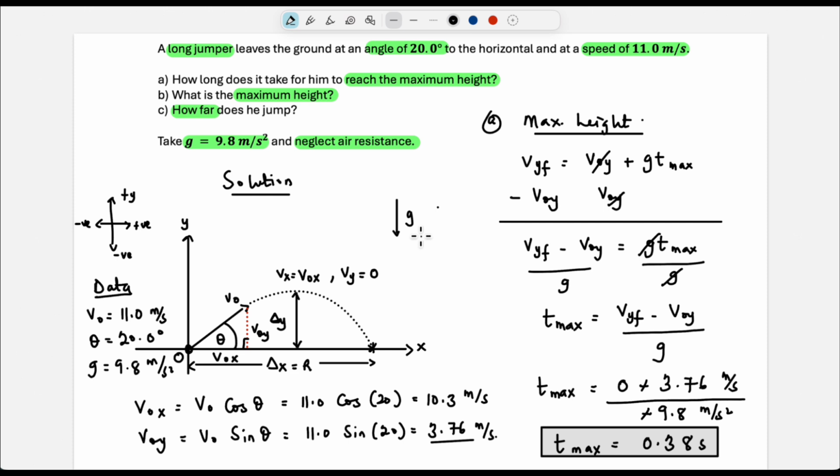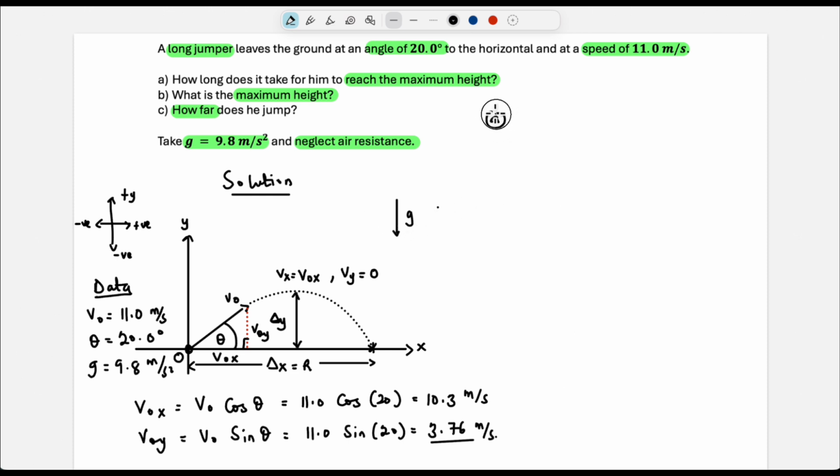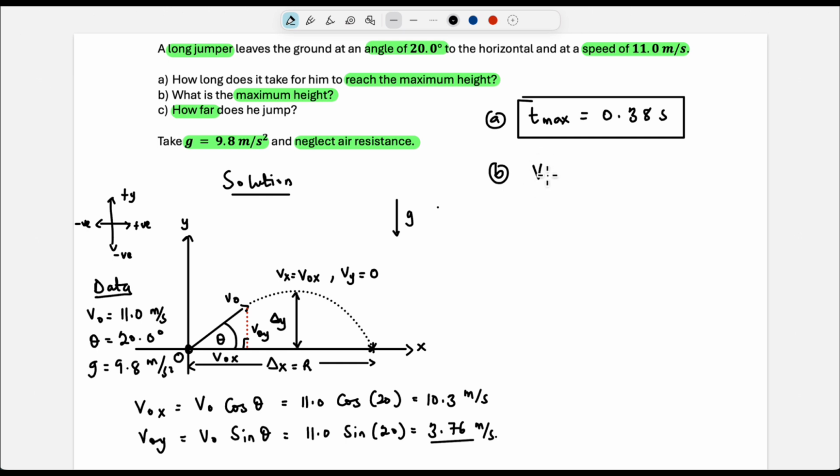Next, we need to calculate that maximum height. So let's see how to calculate the maximum height. We found out that the time it took to get to the maximum height is 0.38 seconds. Now let's calculate for that maximum height. So the maximum height reached, we can use vy final squared equals vy initial squared plus 2g delta y, where delta y is nothing but that maximum height reached.